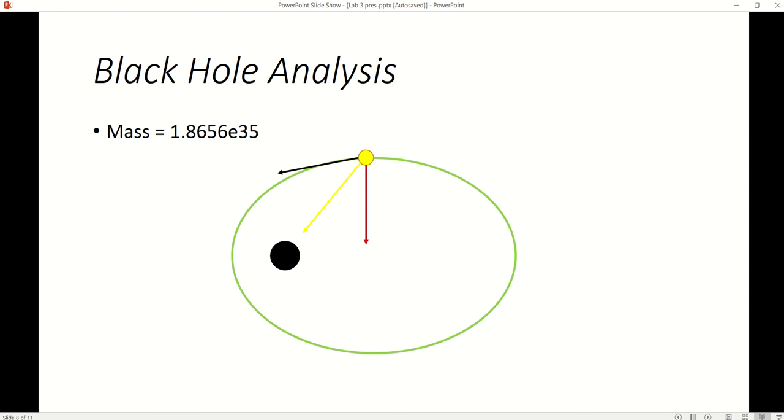In the model, the red arrow represents the component of the net force that is perpendicular to the momentum, points toward the center of the osculating circle, and turns the object in a new direction. The black arrow represents the component of the F net that is parallel to the momentum and changes the magnitude of the momentum. The yellow arrow represents the net force, which points toward the black hole and is the sum of F net perpendicular and F net parallel.